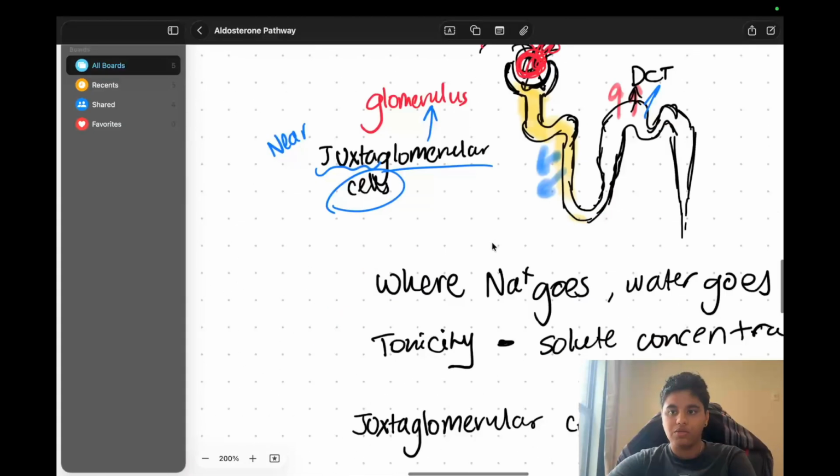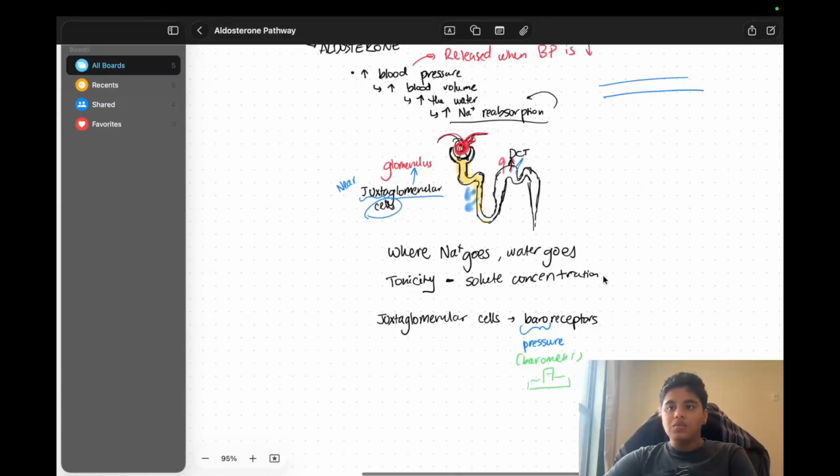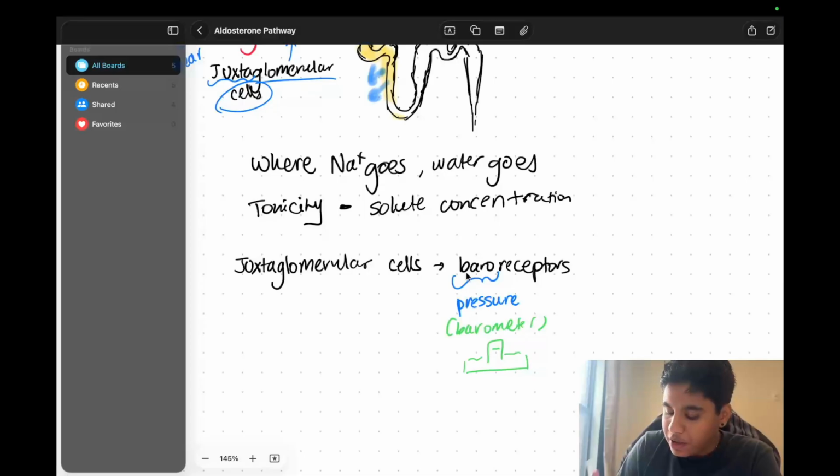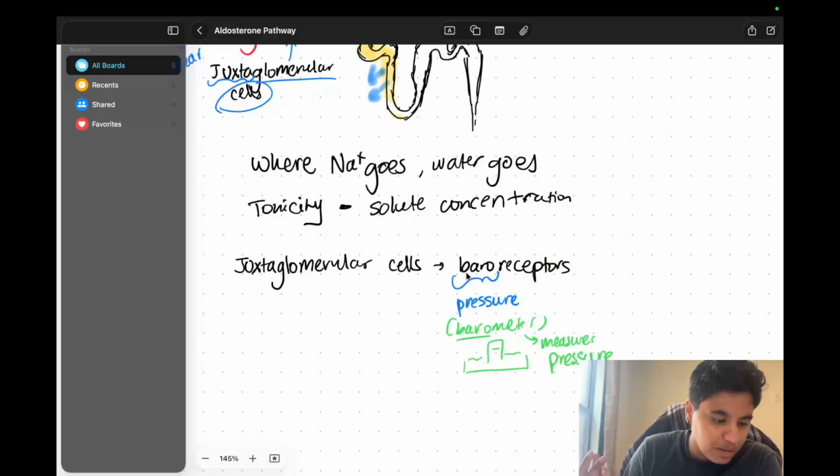Oh, I just realized I'm not writing that. Okay, there you go. So these juxtaglomerular cells act as baroreceptors. The prefix baro means pressure, and you can kind of remember it as a barometer, which measures pressure. Now, they're not exactly receptors per se. They're more of like pressure sensors. So these juxtaglomerular cells act as pressure sensors.